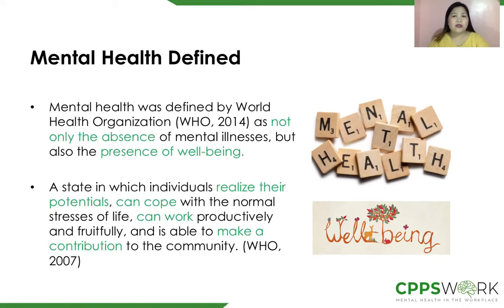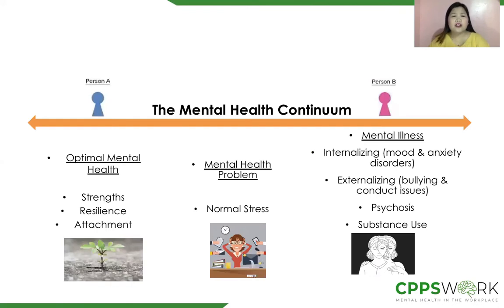Now, what is well-being? Well-being is the state to which the person realizes or maximizes his or her own potentials, can cope with normal adversities, can work productively, and is able to contribute to the community. Mental health, on the other hand, is not even a black and white thing. So this is not absolute. Not only about whether you have mental illness or not, there is a gray area in between. Hence, the continuum model in understanding mental health.